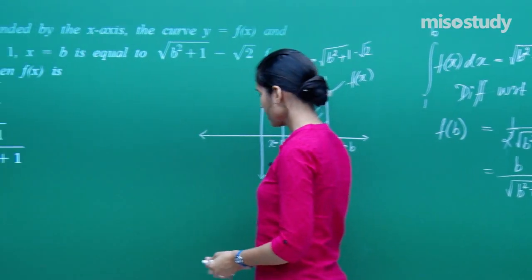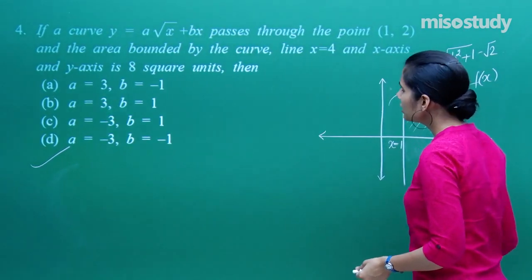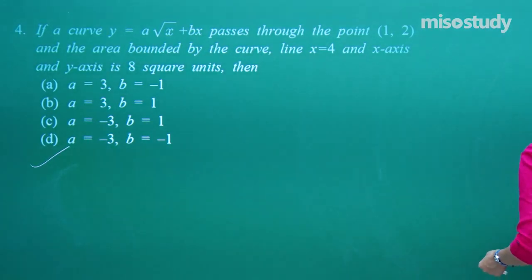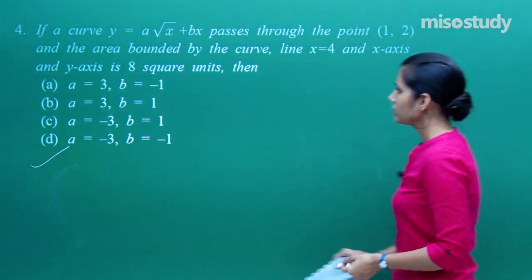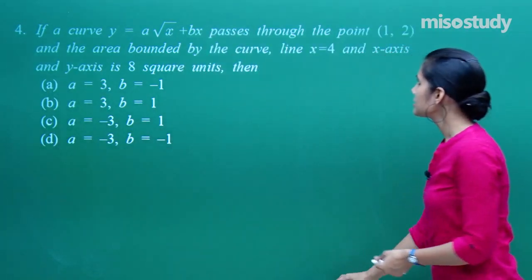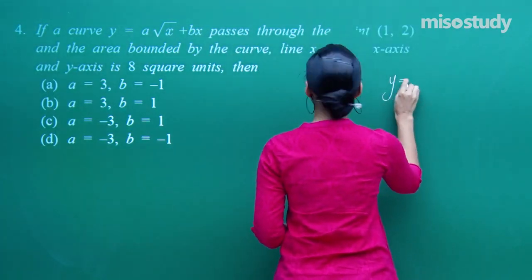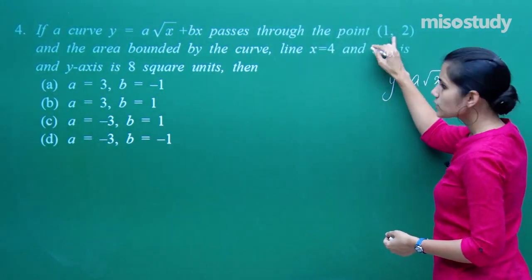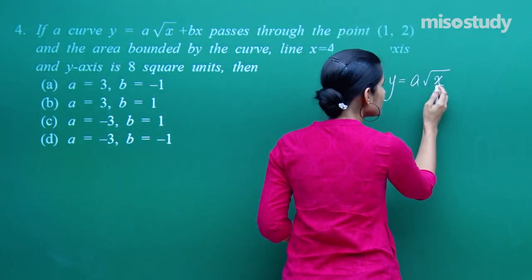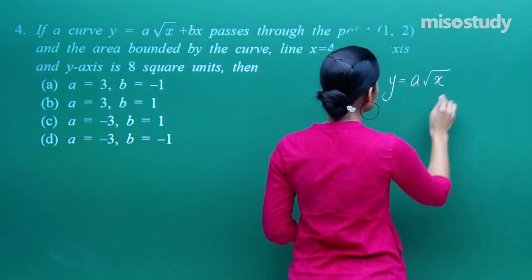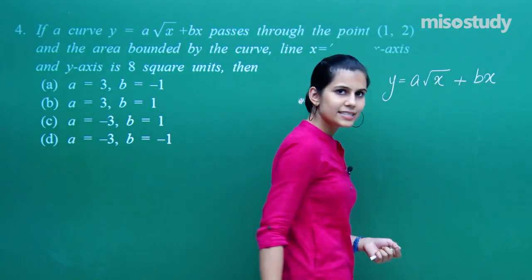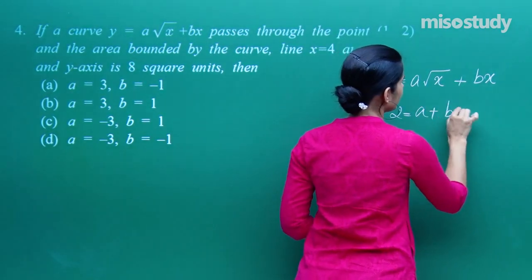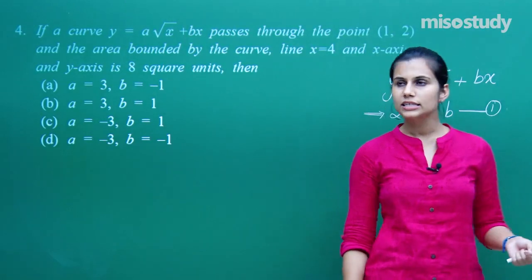Now the fourth question says that a curve passes through the point (1, 2). The very fact that the curve is passing through the point (1, 2) means what? y is equal to a root x plus bx is being given, and the curve is passing through (1, 2), that means when x is 1, y is 2. This holds for this curve.